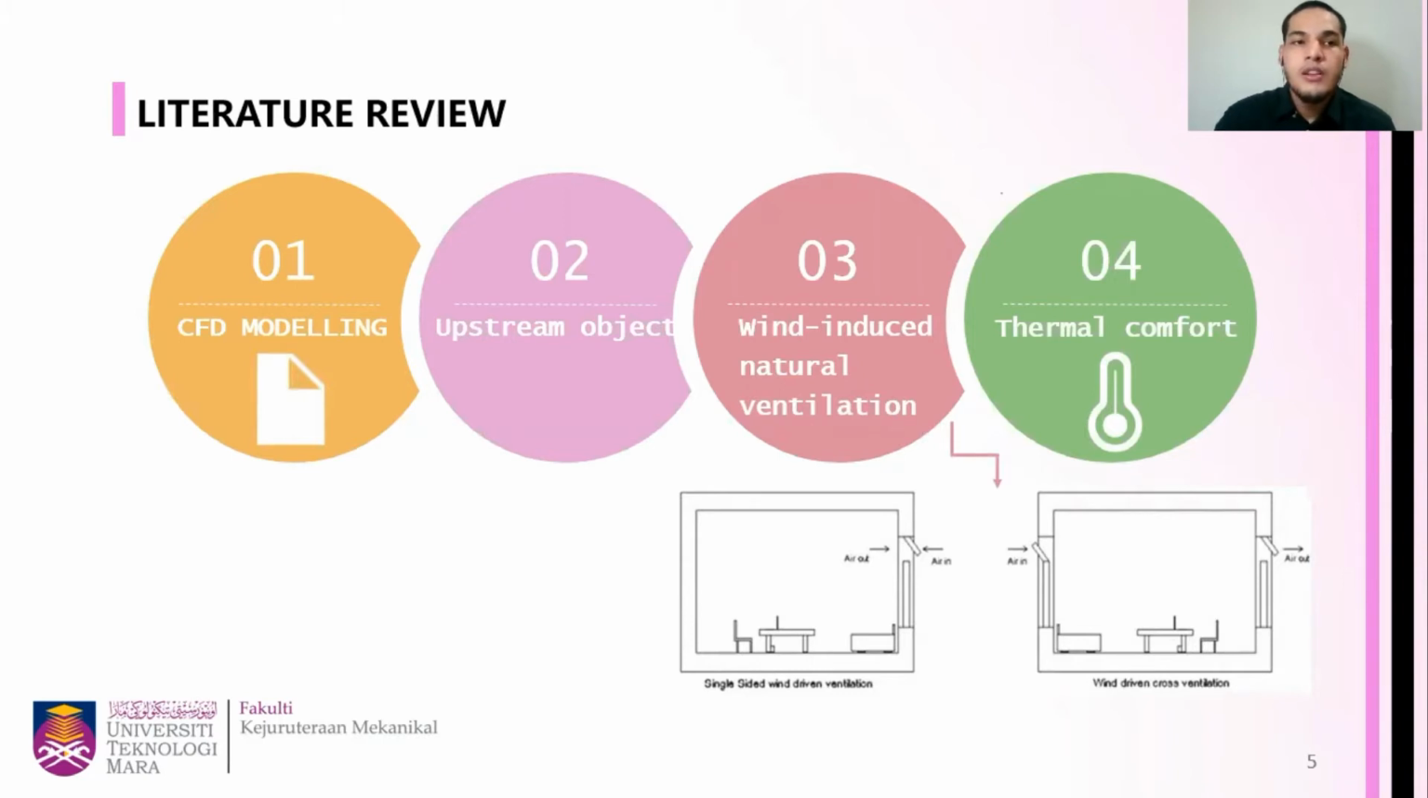And lastly, for the literature review, we go to thermal comfort. Buildings use a significant amount of energy, with mechanical air conditioning systems accounting for a large proportion of the total energy consumed. Previous studies have shown that the thermal comfort range of occupants in naturally ventilated buildings is wider than that of occupants in enclosed interior spaces with mechanical ventilation and air conditioning systems.